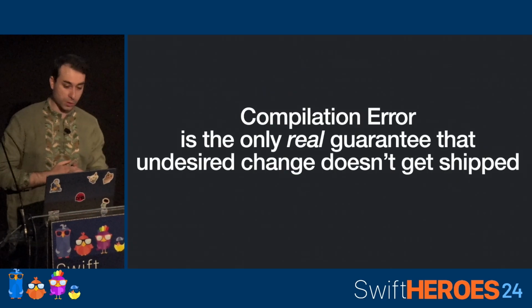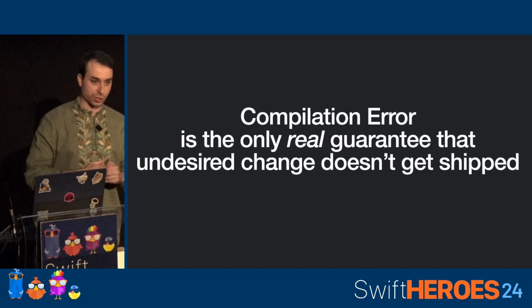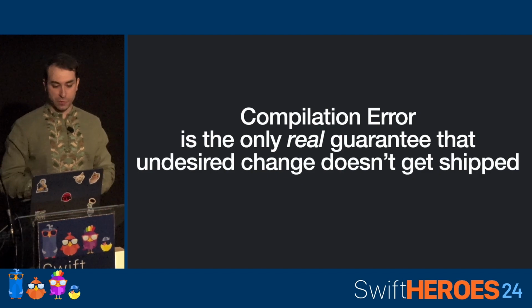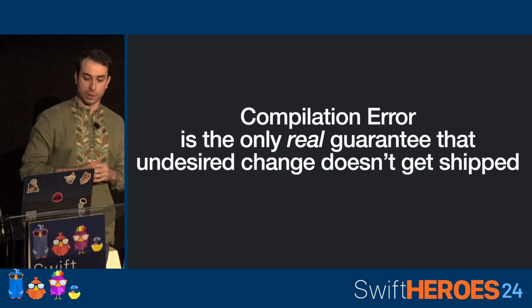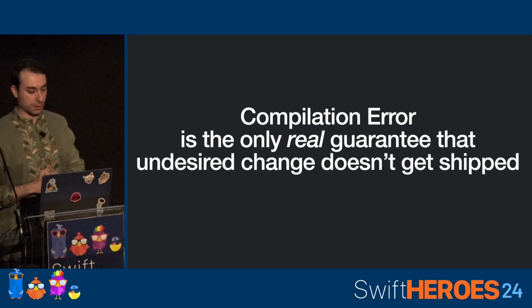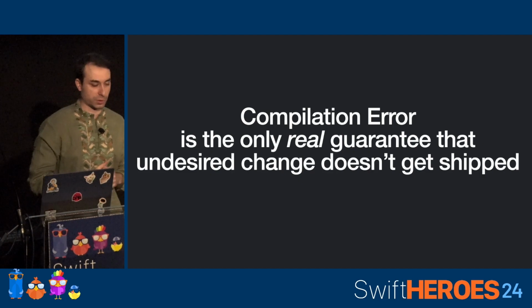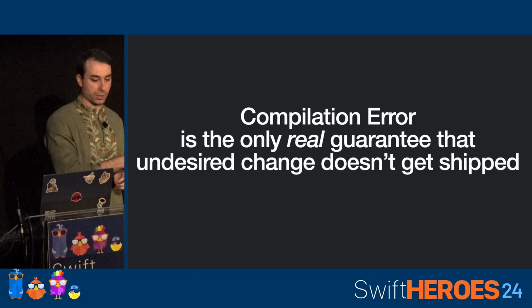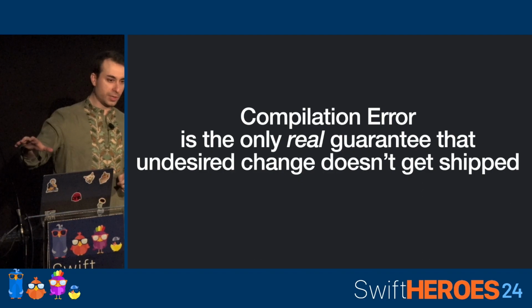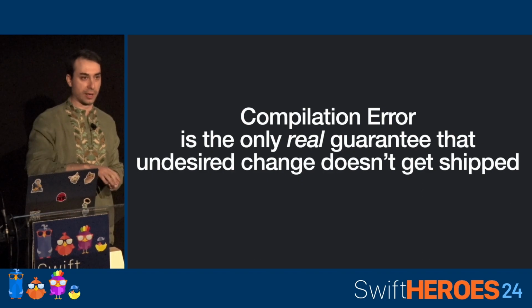And the reason why it's important to get the compilation error and not just runtime safety is because a compilation error is essentially your only real guarantee that an undesired change doesn't get shipped into production. Think about it for a second. You can have all the unit tests in the world. You can have all the linter checks, all your CI.